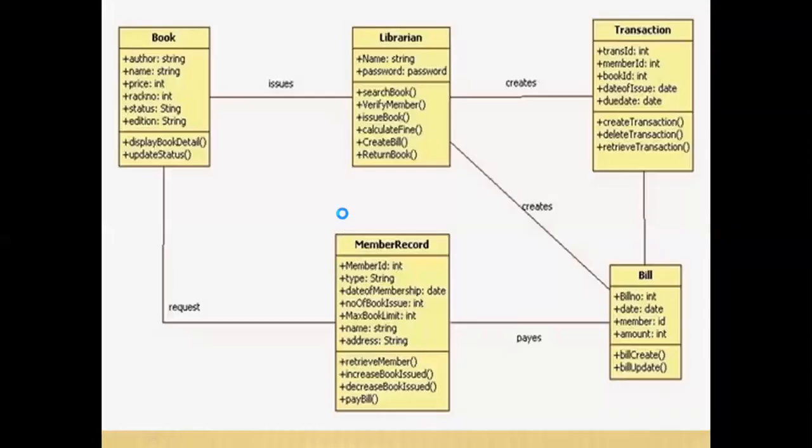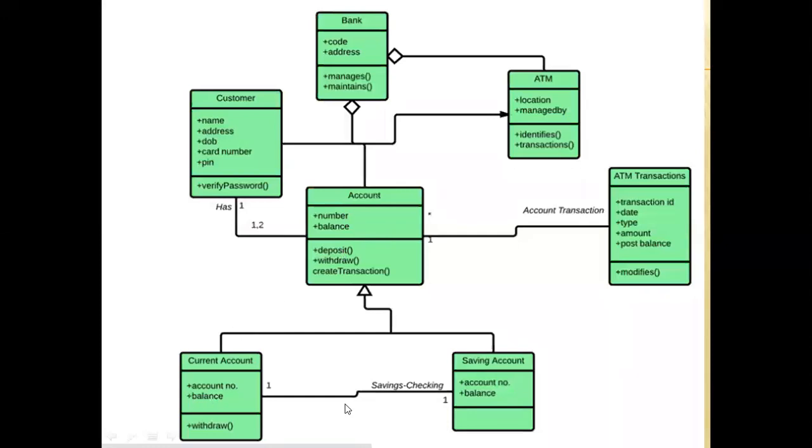Next, there are two types of accounts: first current account, next saving account. So the banking system is one complex system. There are different types of objects, and there are some relationships between objects.